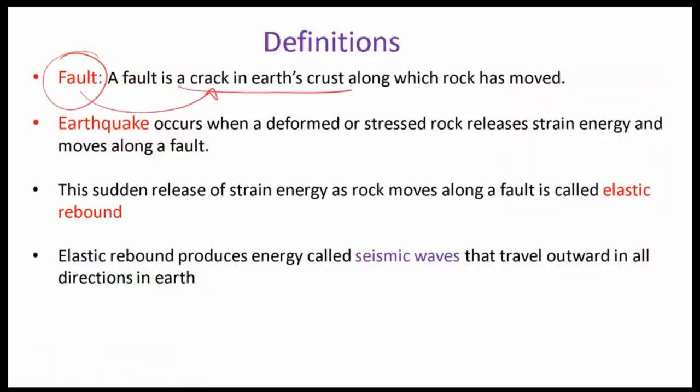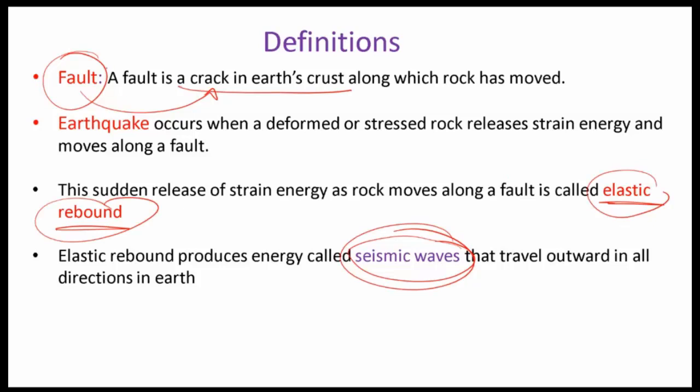So you need to know what is the fault. The fault is the crack that happened in the rocks. And at this time when it happens, the rocks slip. And this slip releases energy, and we call it the elastic rebound. And when this happens, it produces kinetic energy, and this energy spreads in every direction as seismic waves. So you need to know what is the elastic rebound, what is the seismic wave, what is the meaning of a fault, what is the earthquake.